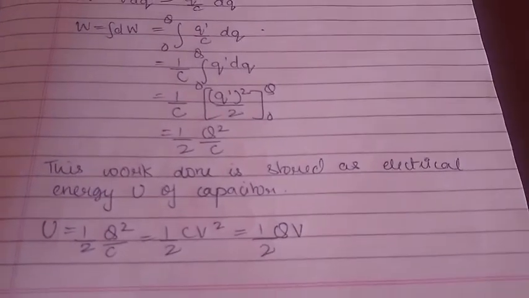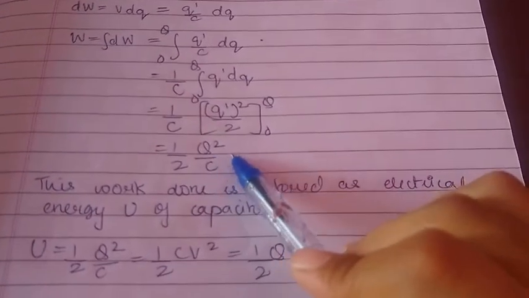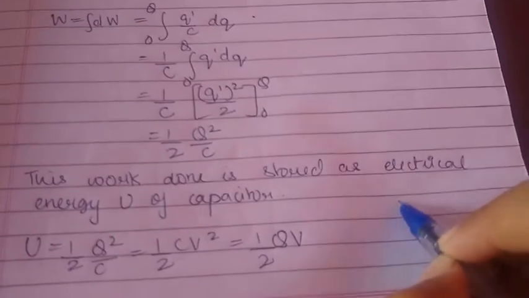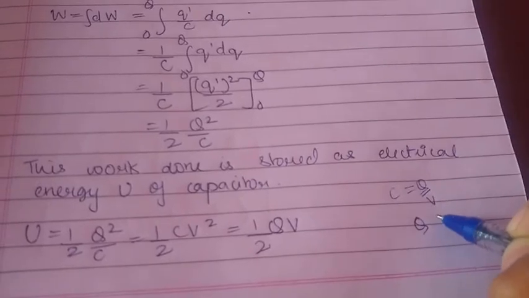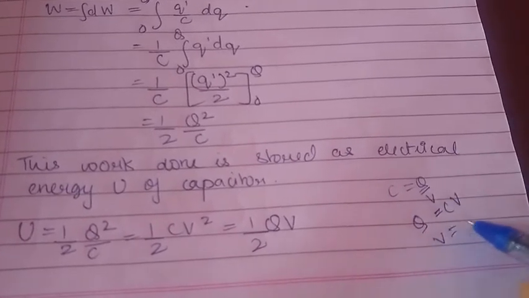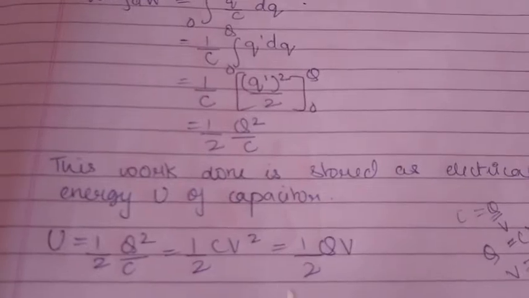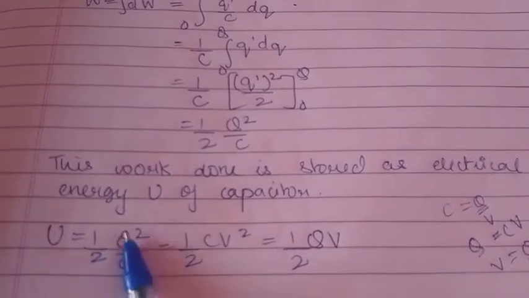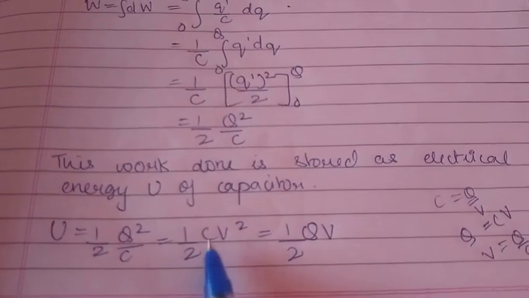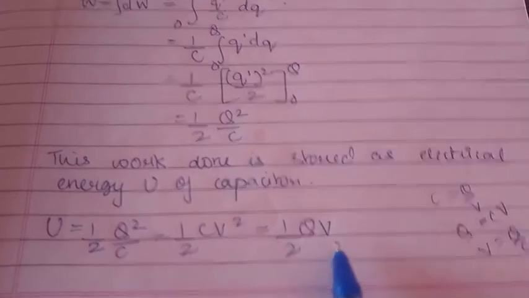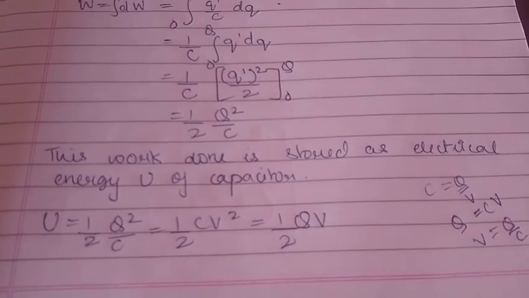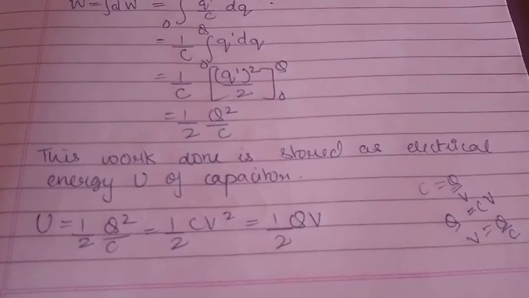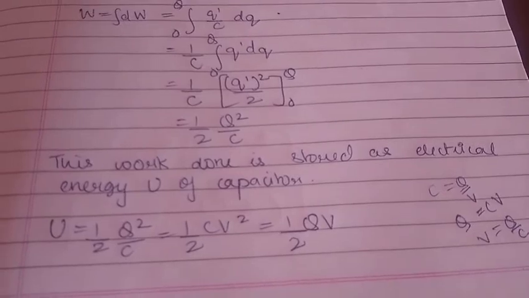So this work done is stored as the electrical energy of a capacitor. Now substituting the various relations, like C is equal to Q by V, so Q is equal to CV or V is equal to Q by C, you can write the electrical energy in these forms: half Q square by C, or half CV square, or half QV. So these are the various formulas for the electrical energy of a capacitor. So that's all for today.